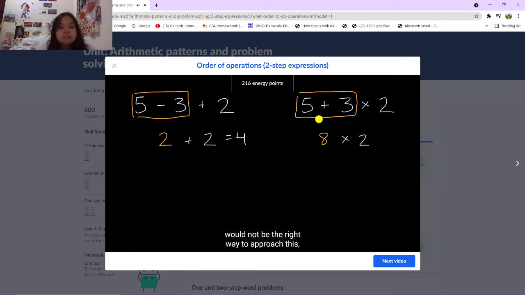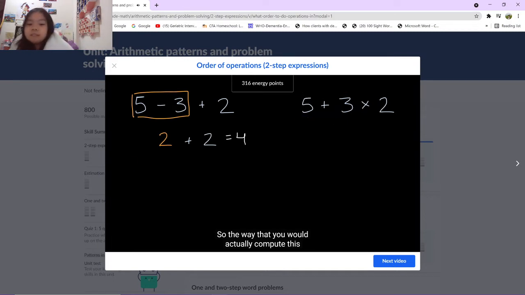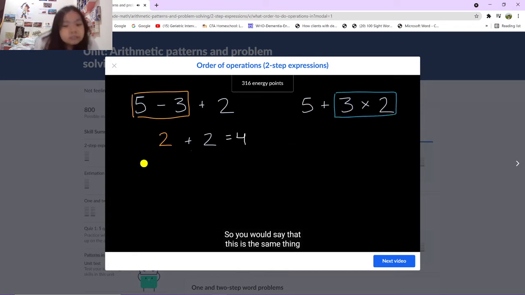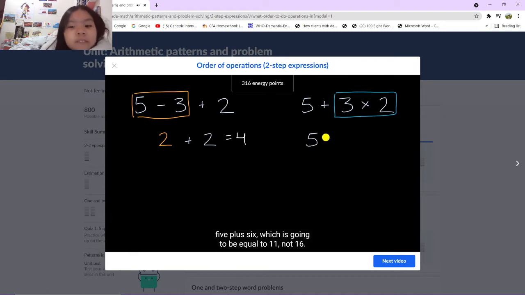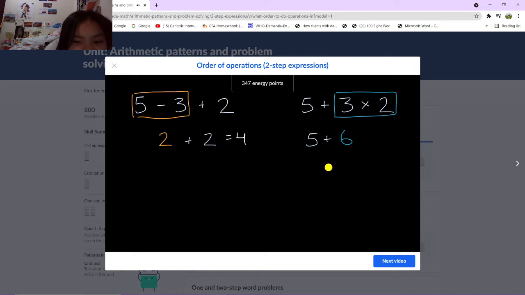But it turns out that this would not be the right way to approach this, because for very good reasons that we'll study in perhaps future videos, we don't always go left to right, especially when we're dealing with different types of operations. And the standard way that this is approached is that multiplication and division will be done before addition and subtraction. So the way that you would actually compute this is that you would compute the 3 times 2 first. So you would say that this is the same thing as 5 plus 6, which is going to be equal to 11, not 16. This is going to be equal to 11.